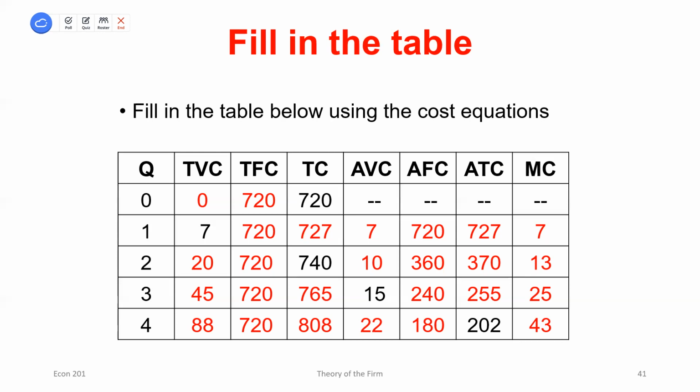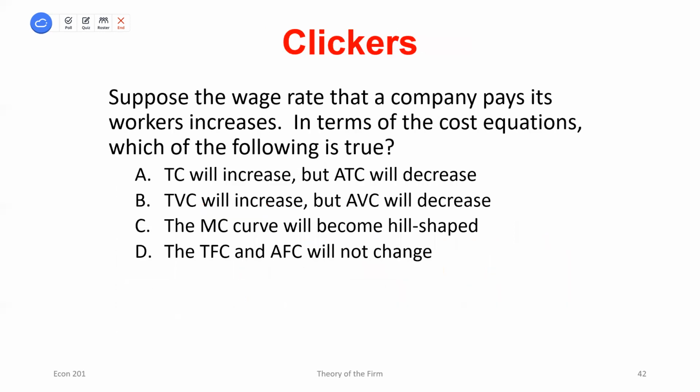More often than not, in real world applications, we do have this initial portion of the average total cost and average variable cost curves that are decreasing, so we have these nice U shapes. I just wanted to mention that based off of these numbers. Okay, I think we're good.